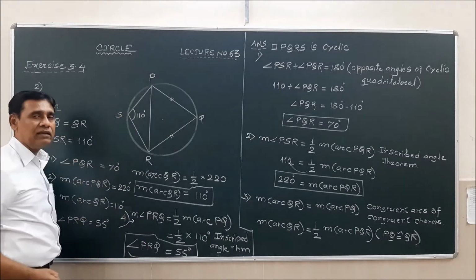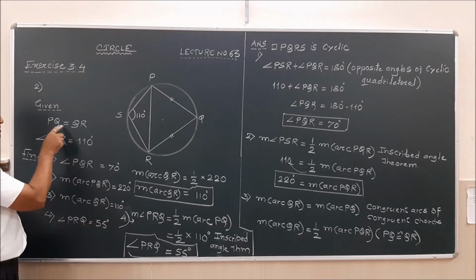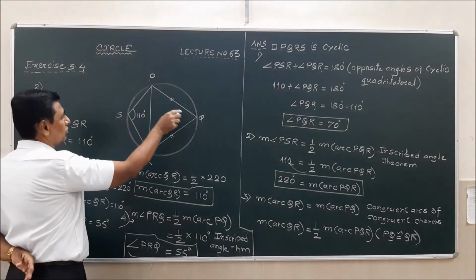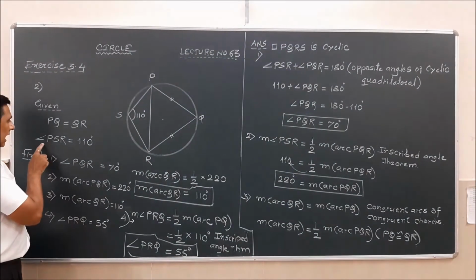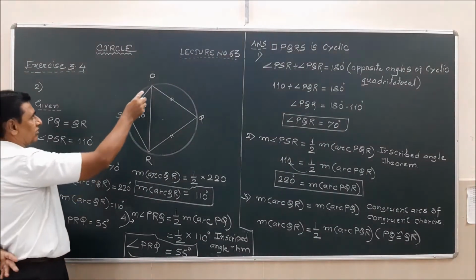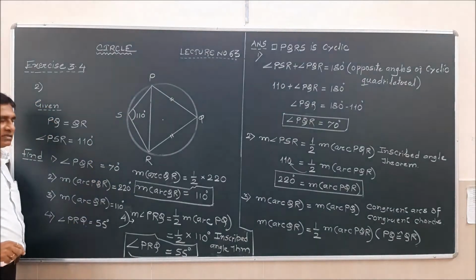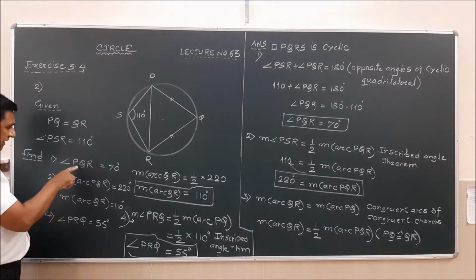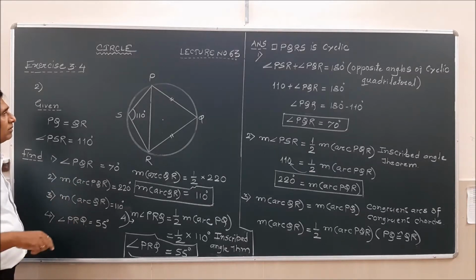PQRS is a cyclic quadrilateral, correct? And in addition to that, PQ is congruent to QR. That is what is given. Angle PSR is also given. PSR, this angle is given as 110. So we have to find out all these things. Okay. So let's begin from the first one.